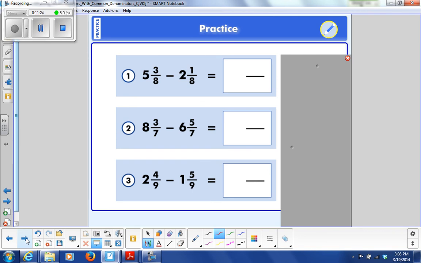All right, so here's some practice. So we have 5 3/8 minus 2 1/8. Go ahead and pause the video and take a few seconds to try to solve those on your own, and then come back and you can check the answers.